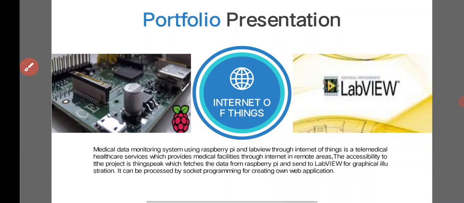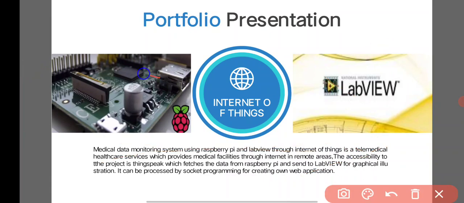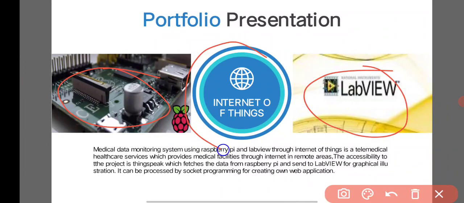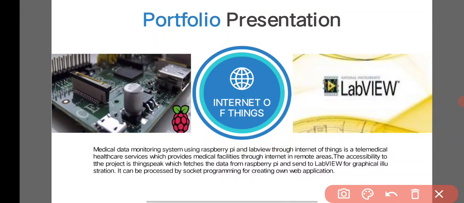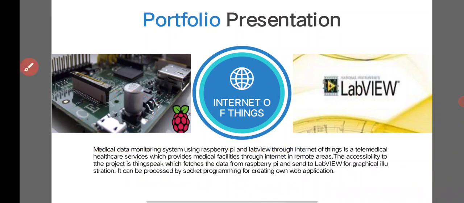Then comes the protocol presentation. It is all about hardware and software, with the internet in the middle. This is how we fetch the information from the sensors through the Raspberry Pi, from the Raspberry Pi to the internet, and from the internet to LabVIEW. This is how the medical data monitoring system works in LabVIEW format. I hope you have an idea of how it works.